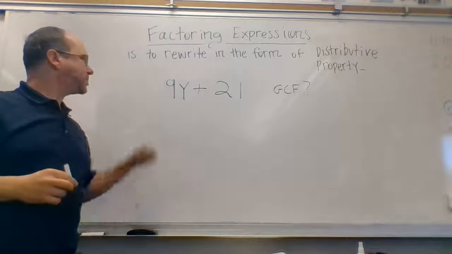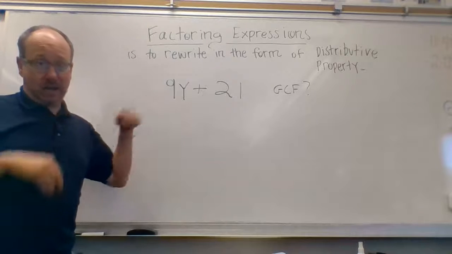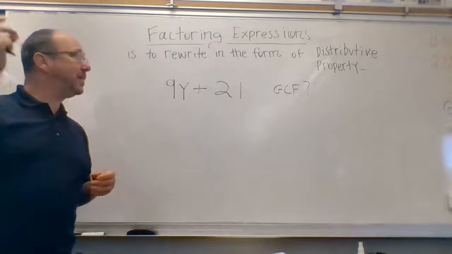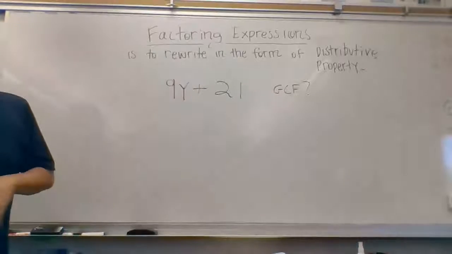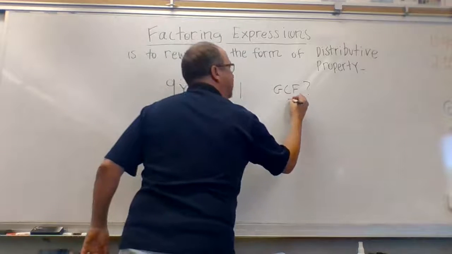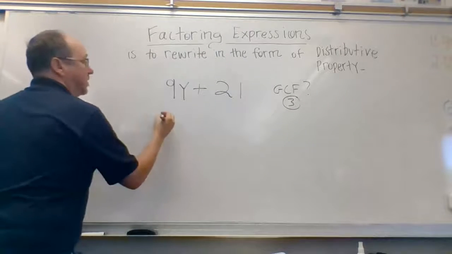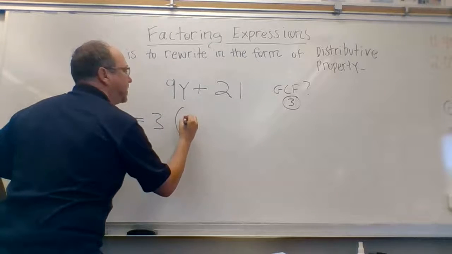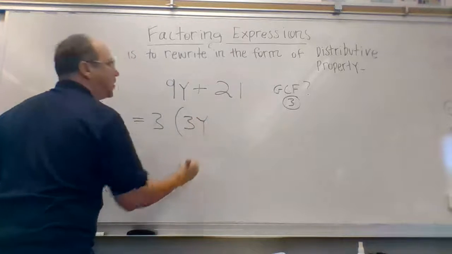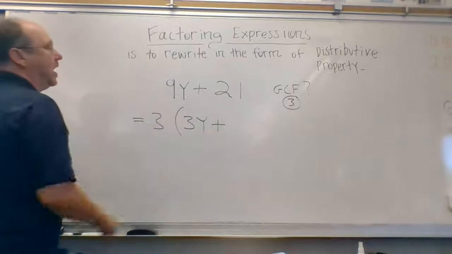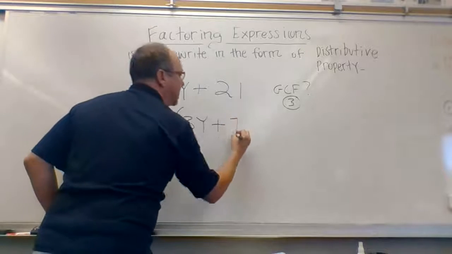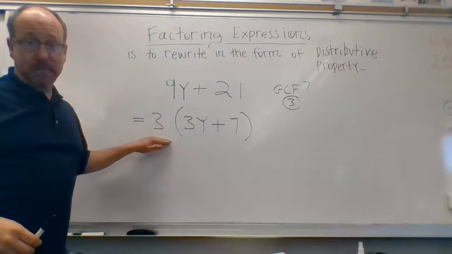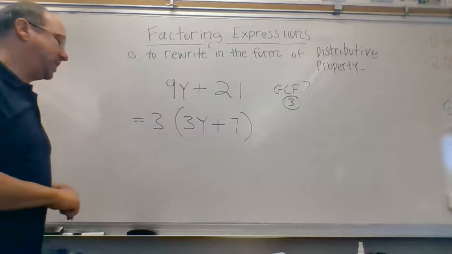What are you seeing? Factors of 9 are 1, 3, and 9. Factors of 21: 1, 3, ding, ding, ding, ding, 7, and 21. So the greatest common factor here is 3. So we can factor out a 3 and say 3 distributed to 3 times 3 is 9, 3y plus 3 times what is 21? 7. So this is the factored form of the expression 9y plus 21.